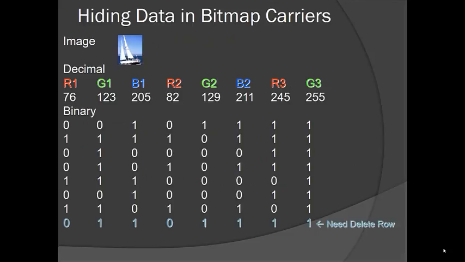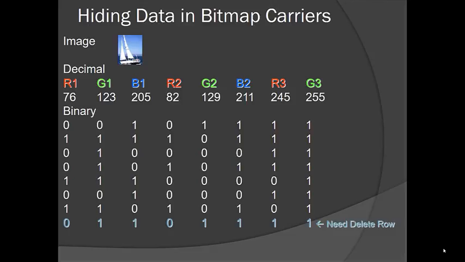So here's an example. I've got this image of a sailboat, and I took the first 2 2/3 pixels. I've got 8 bytes here, but notice it's not a full 3 pixels. It's almost, so you have R1, G1, B1, R2, G2, B2, R3, G3, and then B3 would be for whatever the next data is that you're going to hide.